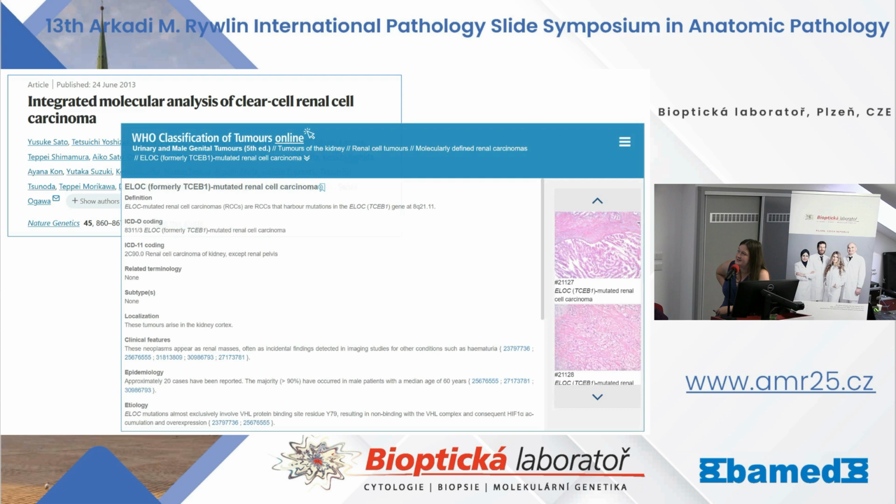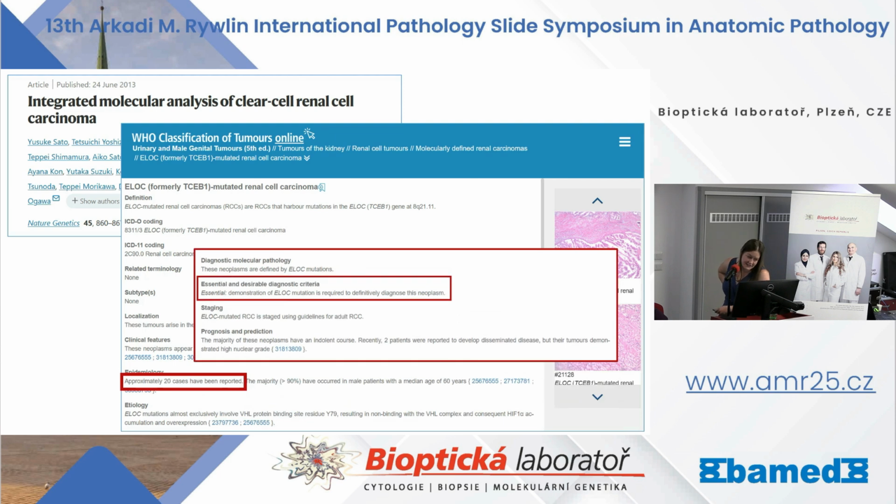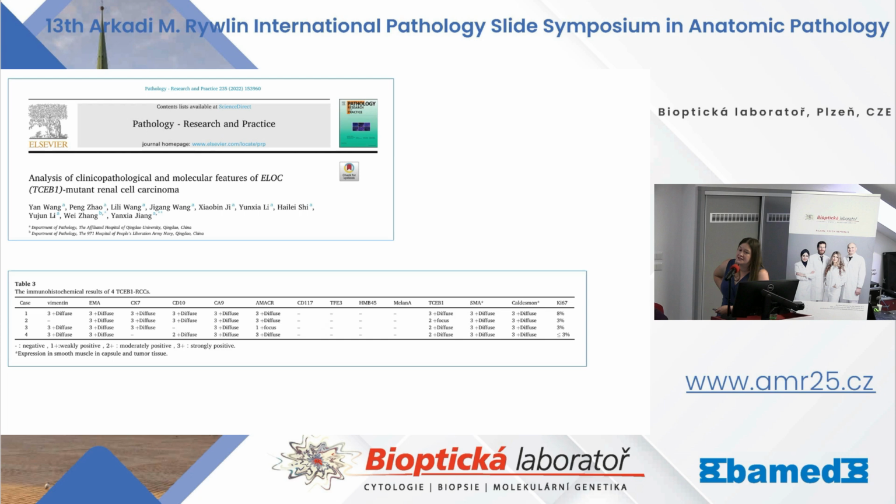And in time when the tumor was included in WHO classification, only 20 cases were documented in the literature. So the knowledge about this tumor was not so deep. And I think that this was not a good decision to include this tumor in the WHO classification if you have only 20 cases documented in the literature. Once again, in this time, the essential and desirable diagnostic criteria was the presence of ALOT mutation. After the WHO classification in 2022, a first publication was published describing ALOT-mutated renal cell carcinoma.